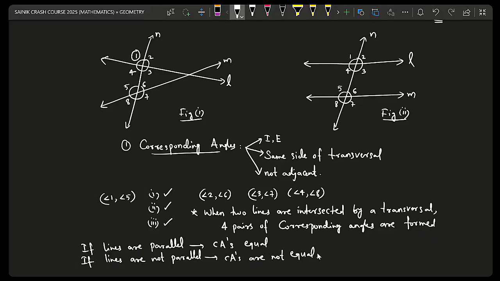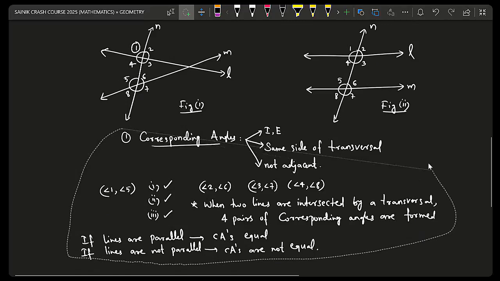So what we discussed: first we discussed the definition. The definition includes 3 conditions. One should be interior, one should be exterior. They should lie on the same side of the transversal and they should not be adjacent. And then we discussed how many pairs are formed. Whenever two lines are intersected by a transversal, we have 4 pairs of corresponding angles. And moreover, if the lines are parallel, corresponding angles are equal. If the lines are not parallel, corresponding angles are not going to be equal. So this is about corresponding angles. With the help of the same figures, let us discuss the next pair. What is the next pair?